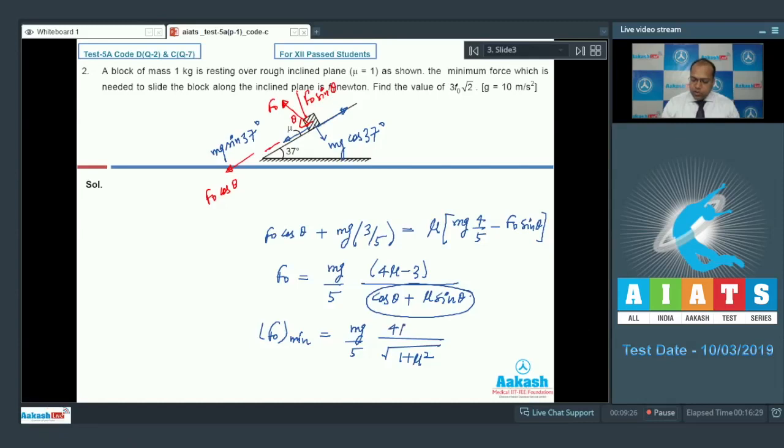So writing the numerator value, that is 4 mu minus 3. Now if I substitute the value of m, mu and g in the expression, then this value comes out to be root 2 Newton. In the given question, we have to find out the value of 3 F naught root 2, so that comes out to be 6. So the correct answer for question number 2 is 6. Let's move to question number 3.